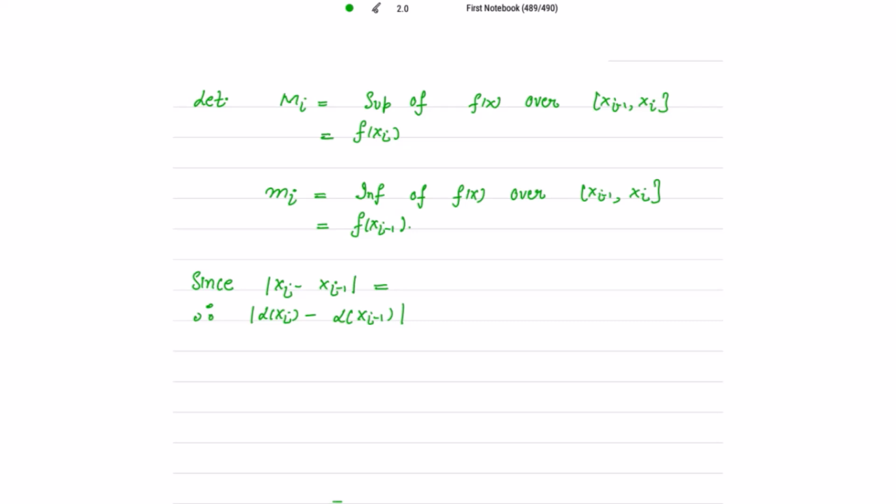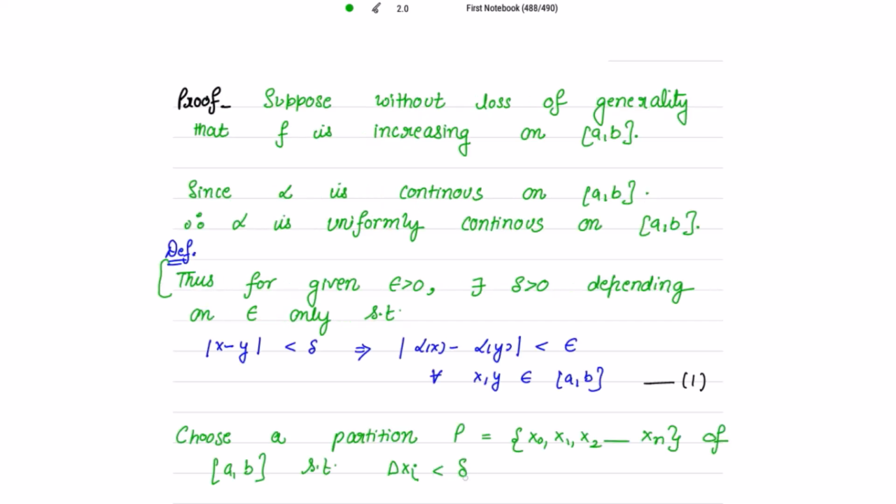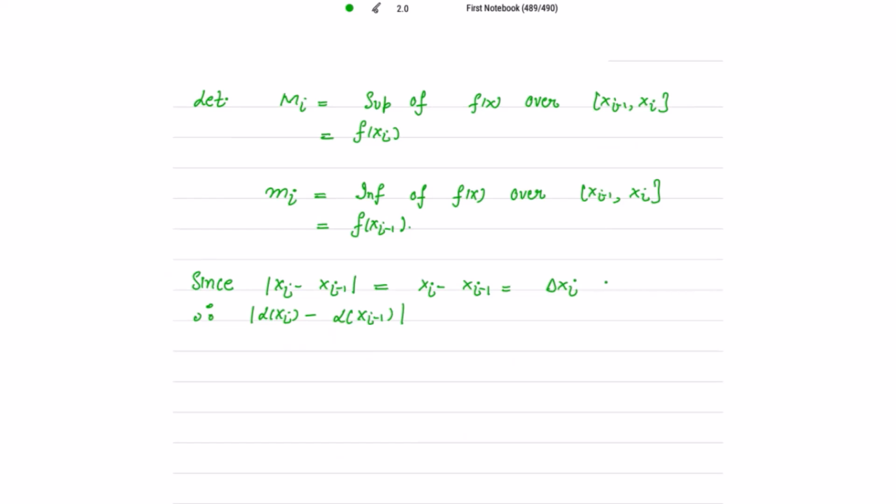Now mod of xi minus xi minus 1, because this is always positive, there is no need of mod. So xi minus xi minus 1 is equal to delta xi. What is delta xi we have chosen? It is strictly less than delta for this partition, right? So mod of xi minus xi minus 1 is strictly less than delta. Applying the definition of uniform continuity, whenever the mod of two numbers is strictly less than delta, therefore mod of alpha of xi minus alpha of xi minus 1 will be less than epsilon, for all i equal to 1, 2, 3 up to n.